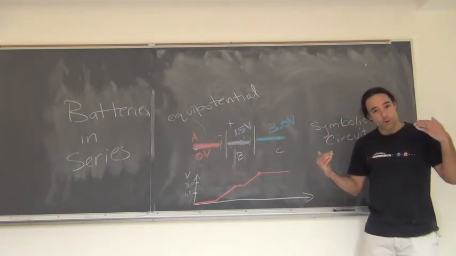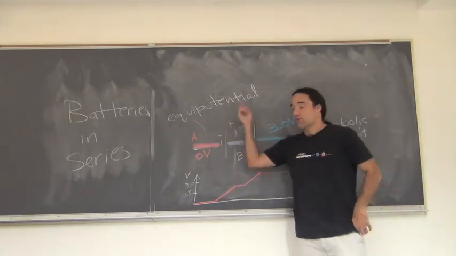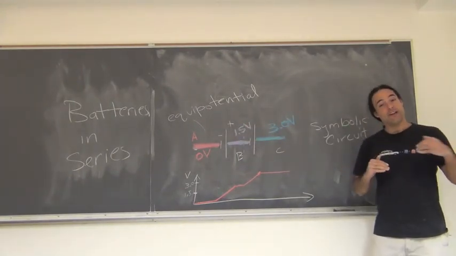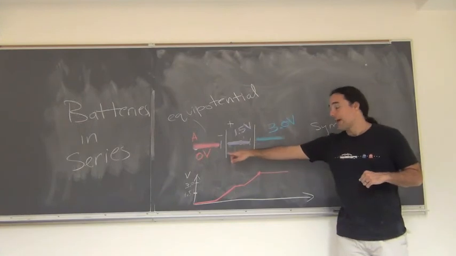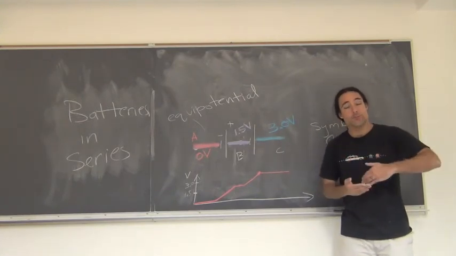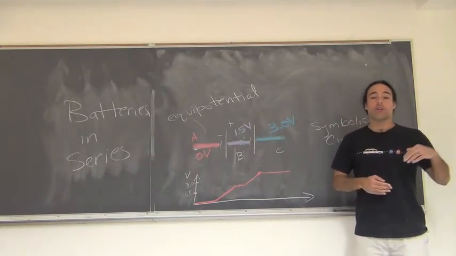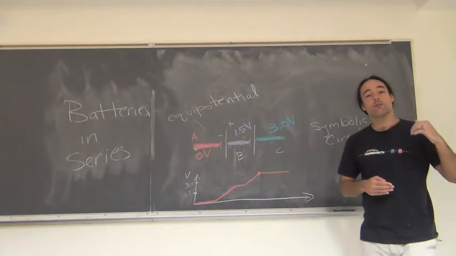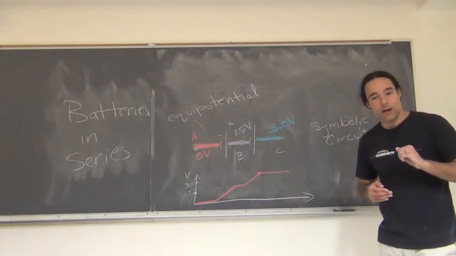Why is it 3 volts everywhere in the wire? Because the wire is an equipotential. If I have different circuit elements, if I put a battery in here, then the voltage can change. Batteries bring your voltage up. As we'll show momentarily, resistors will bring your voltage down.